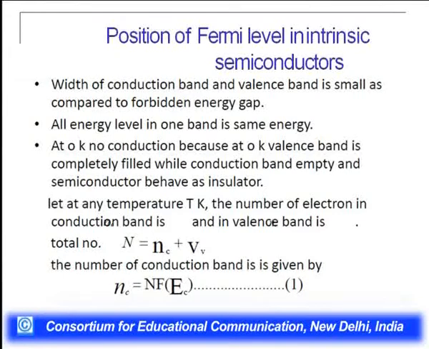At 0 Kelvin there is no conduction, because at 0 Kelvin the valence band is completely filled and the conduction band is completely empty, and the semiconductor behaves like an insulator. Let the temperature increase to T Kelvin. Electrons jump from the valence band to the conduction band, and the total number of electrons is N = Nc + Nv, where the number in the conduction band is given by Nc = N f(Ec).